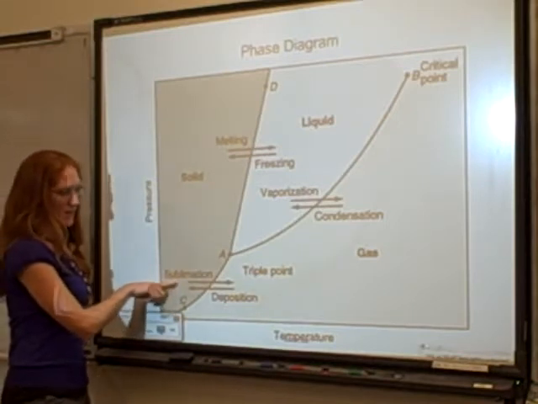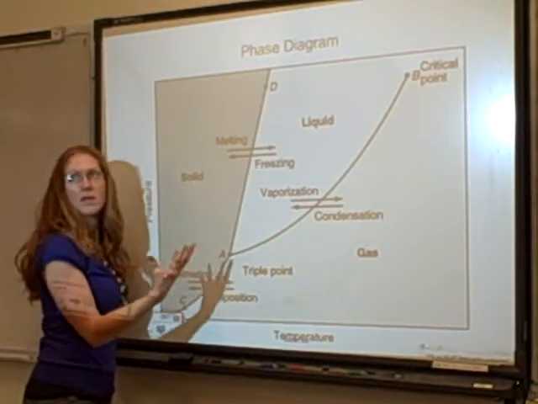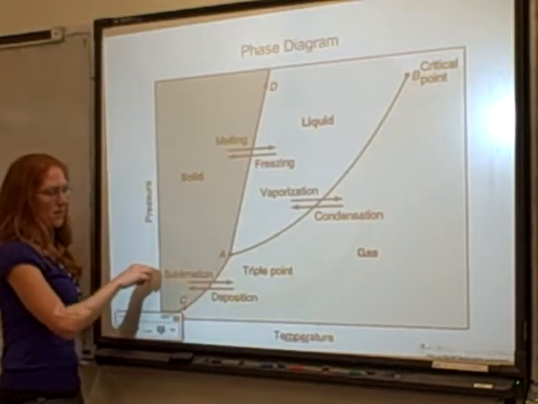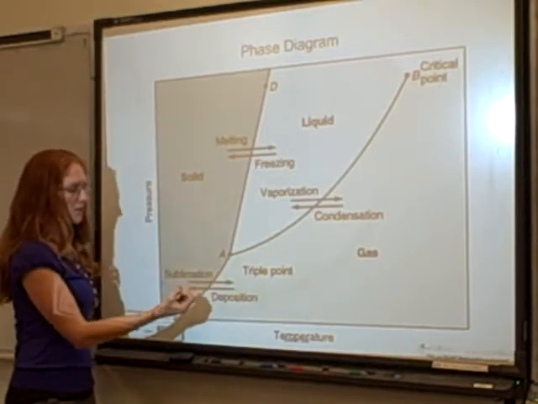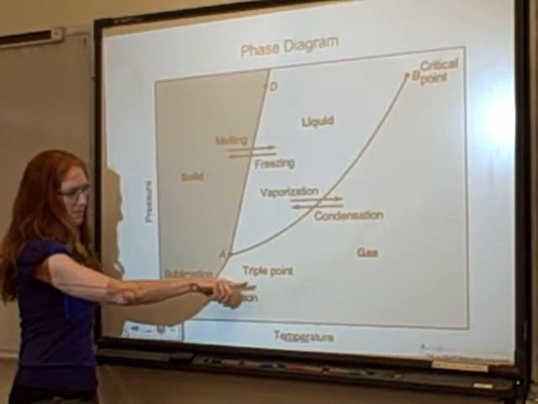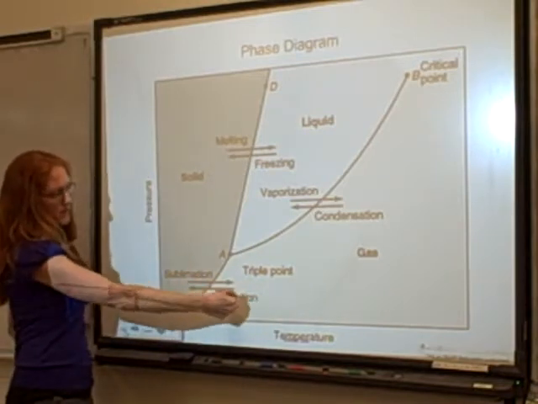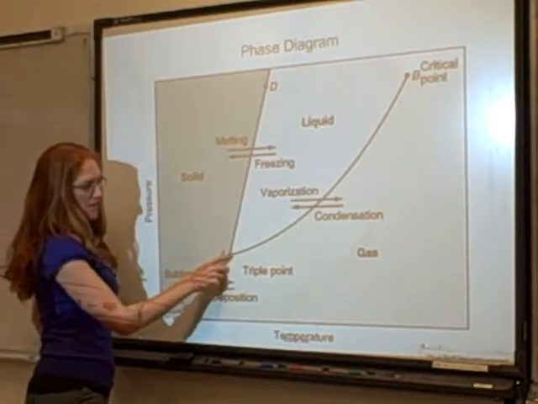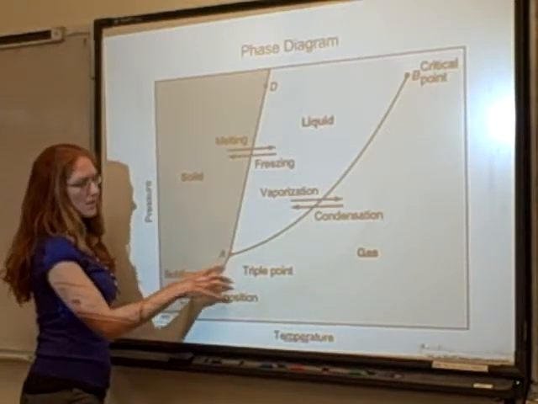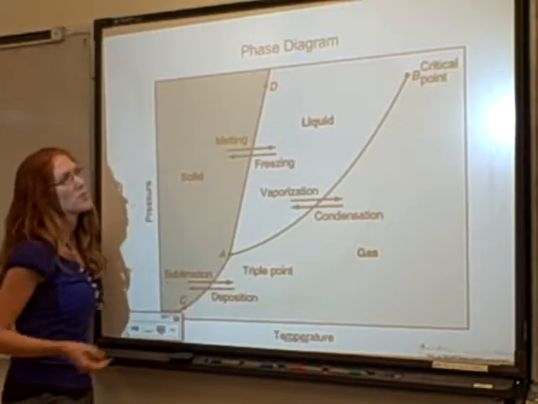These are probably the two words that are new for us. If you take a solid and turn it into a gas, it's subliming. A lot of people have seen dry ice on Halloween. Dry ice is subliming. If you have a gas that is turning into a solid, you have deposition. Right here, you have the equilibrium between solid, liquid, and gas. This is called the triple point.